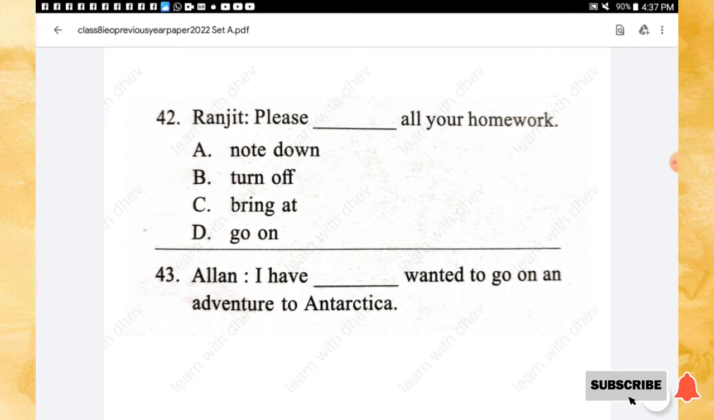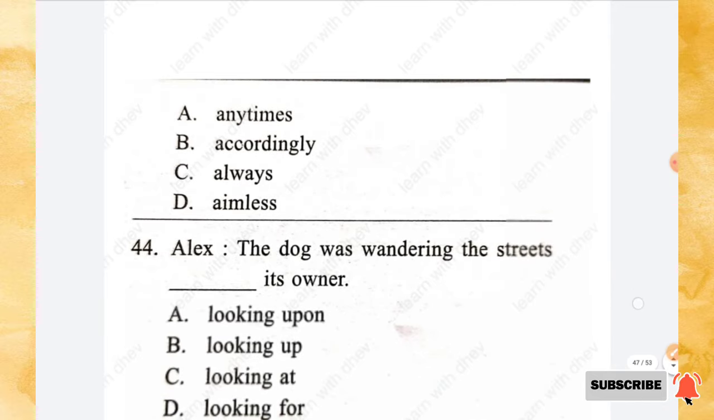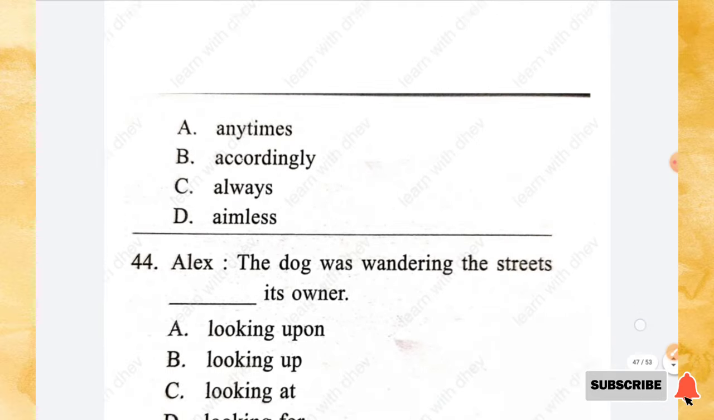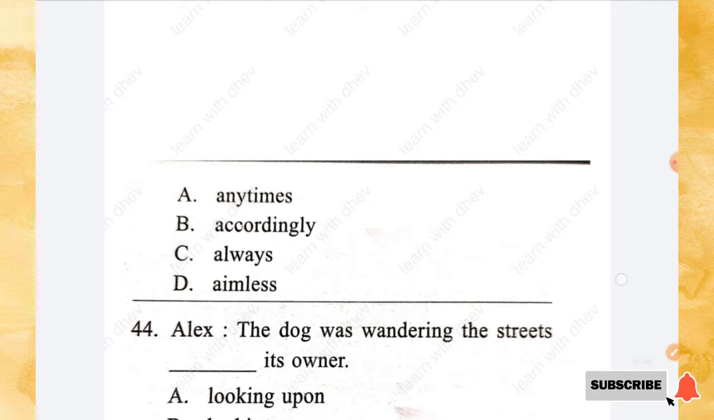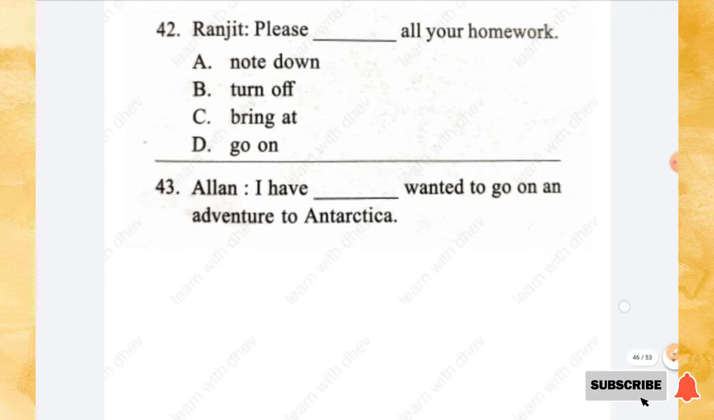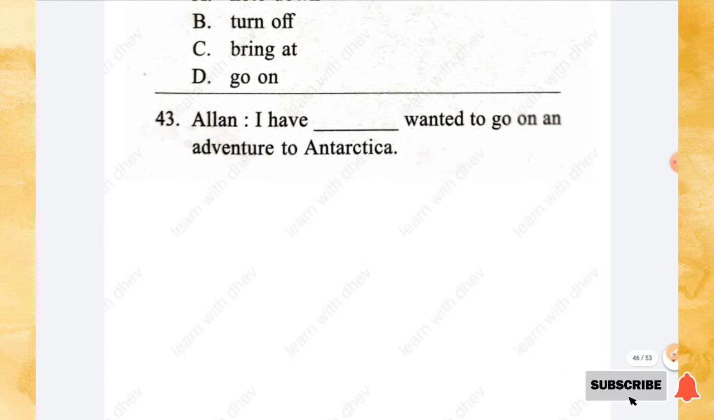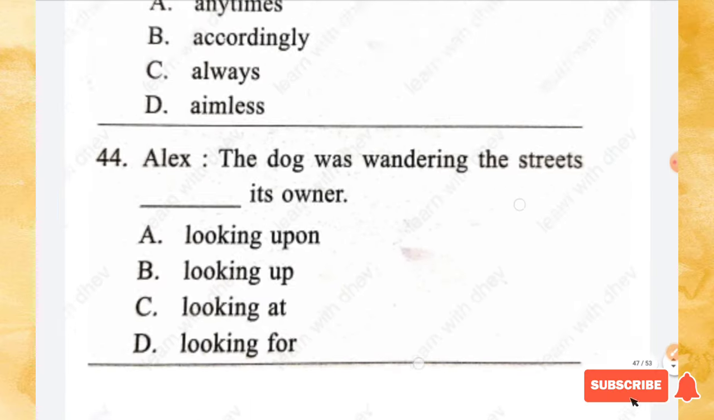Question number 43. Alan says, I have, to be filled up, wanted to go on an adventure to Antarctica. Options are any times, accordingly, always, aimless. The right answer is option C. I have always wanted to go on an adventure to Antarctica. So option C is the right answer.